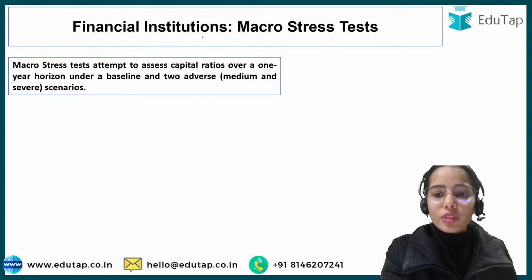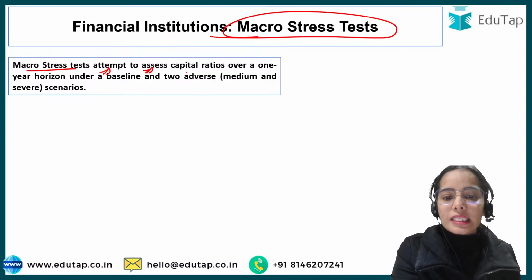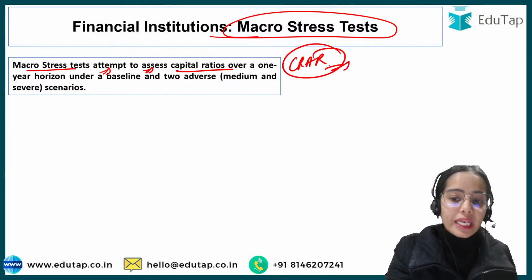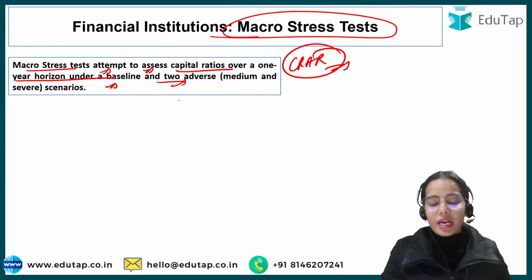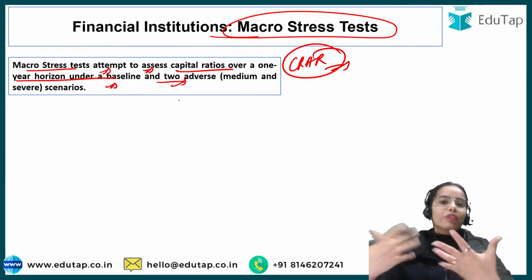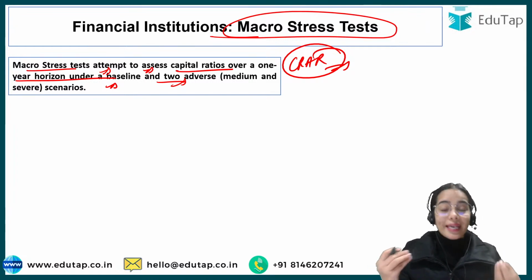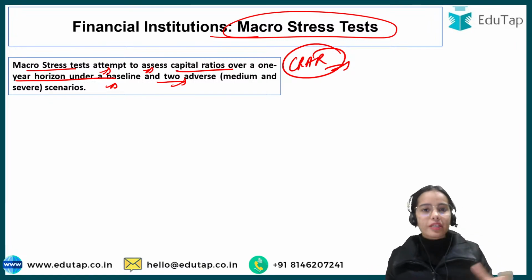So now coming to the macro stress test. Macro stress tests attempt to assess the capital ratios, the CRAR, how much CRAR the banks are maintaining over a 1-year horizon under a baseline and 2 adverse scenarios. What we want to see for the future is whether the banks are going to maintain healthy capital ratios or not.